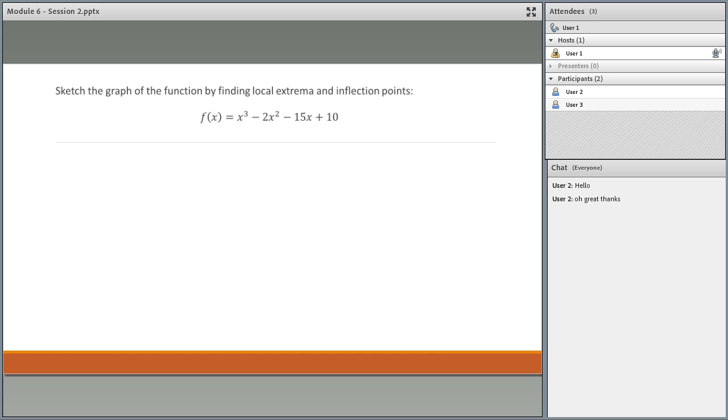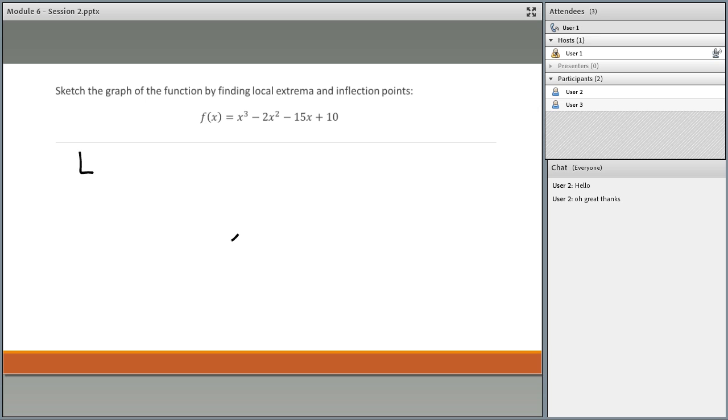Okay, so let's sketch the graph of the function x to the third minus 2x squared minus 15x plus 10 by finding local extrema and inflection points. So we're just basically going to find out everything that we can about this graph and put it all together and graph it. So one thing that we can start with is finding the local max, local minimums.